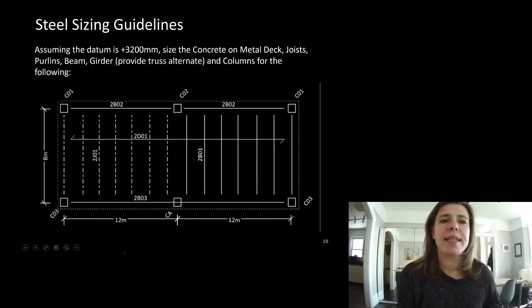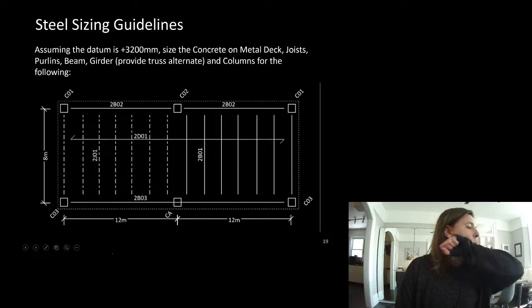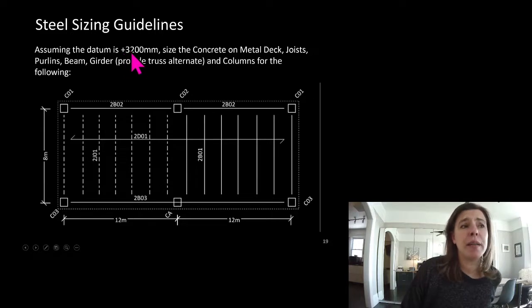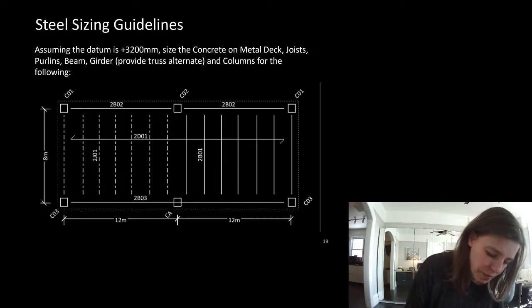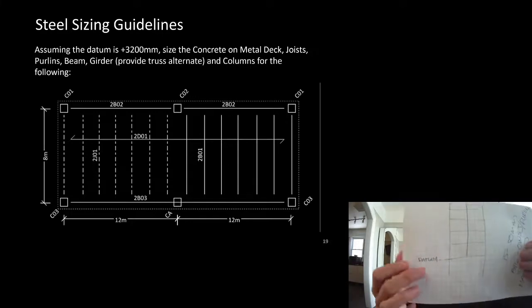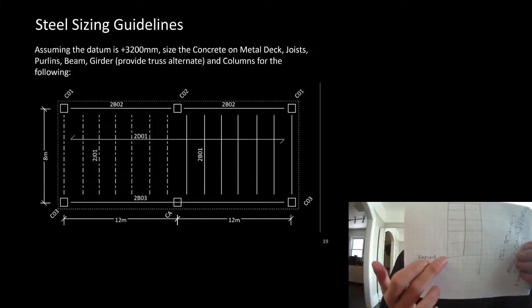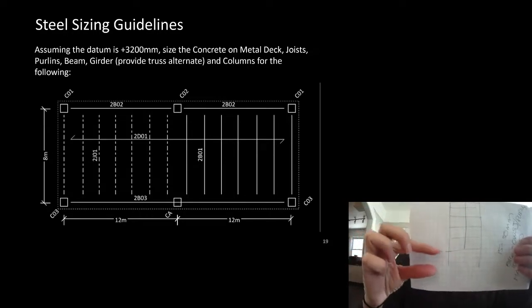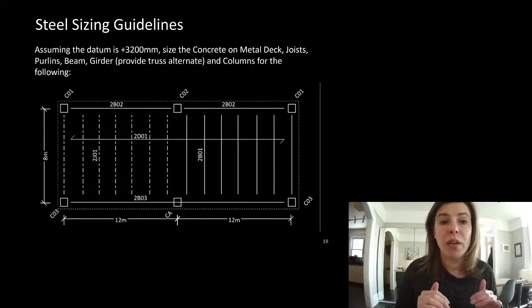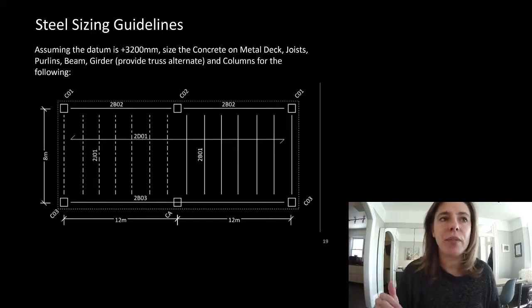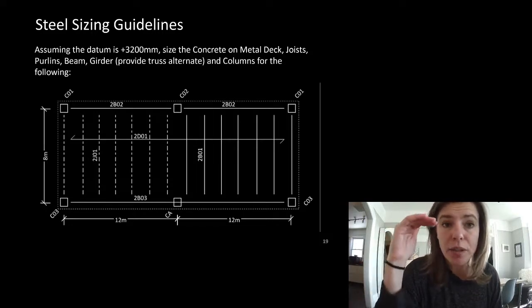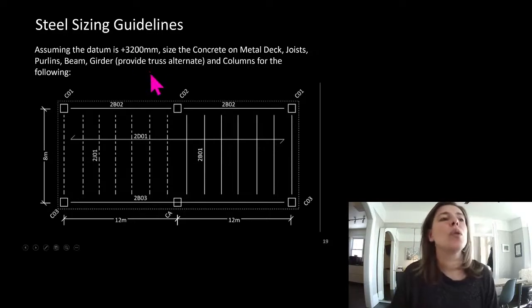So let's take a look at this little chart here. Assuming our datum is 3.2 meters, just in case anyone doesn't know, when I say datum, I'm talking about here to here. So we're saying that this story height is 3.2 meters tall. Don't worry about subtracting the metal deck thickness or anything like that. And remember, our steel tends to be just up underneath the underside of the metal deck. So this is roughly how tall our columns would be, for example.